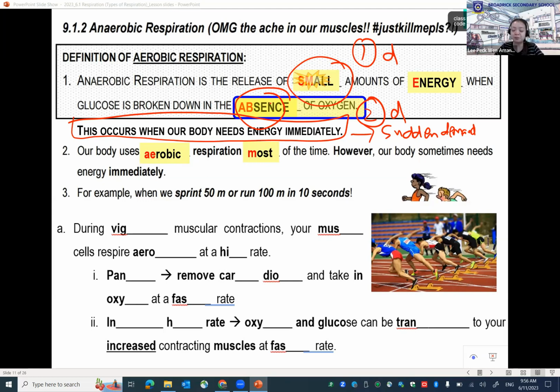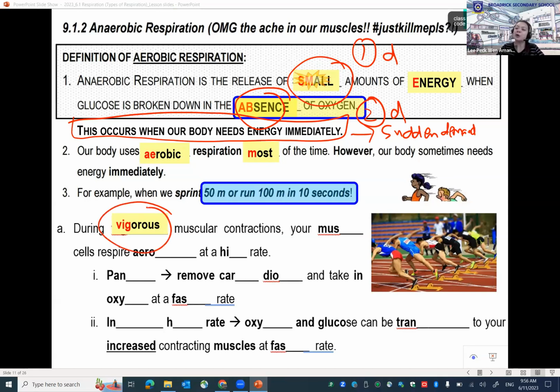So take, for example, in 10 seconds, I don't think your heart rate can increase from 75 beats per minute to 165 beats per minute, almost twice the amount in 10 seconds. It's not possible. So therefore, such situations are known to be vigorous muscular contractions. Please take note of the word vigorous and highlight this. So in your O levels, you need to say that it's only in vigorous muscular contractions in which your body relies very much on anaerobic respiration.